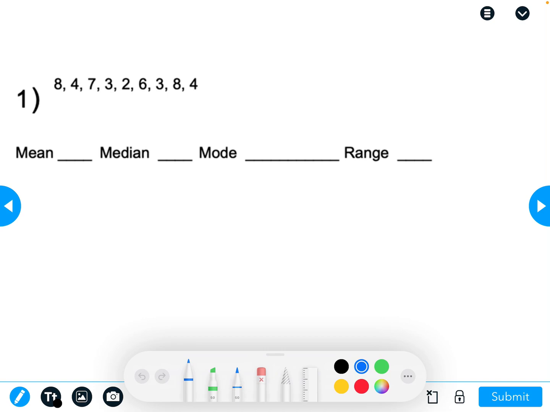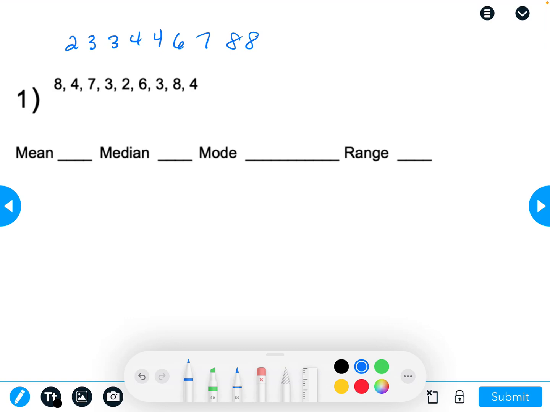All right, so when we're finding the mean, median, mode, range, and MAD, no matter what we're doing, we always want to organize our data from least to greatest. So I'm going to organize this: 2, 3, 3, 4, 4, 6, 7, 8, 8. And by the way, you can pause the video along the way because I'm going to try to go through it fast. You can pause it and then figure it out on your own.